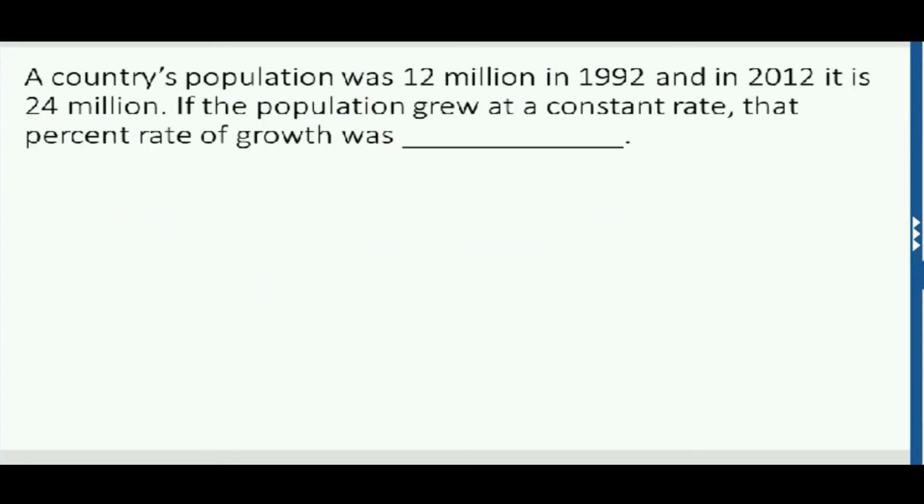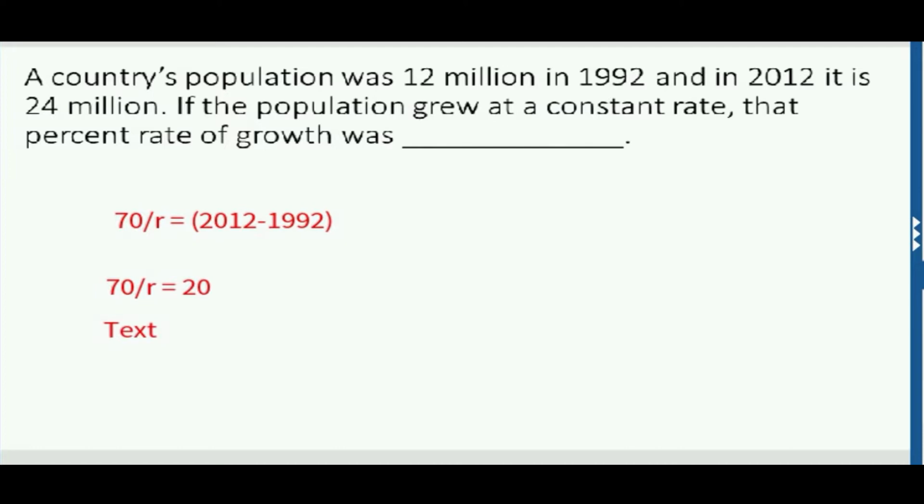Here's another one. A country's population was 12 million in 1992, and in 2012 it is 24 million. If the population grew at a constant rate, the percent growth was what? In this one, we're going to do it a little differently. We're going to do 70 divided by R equals 2012 minus 1992. So then we'll have 70 divided by R equals 20.